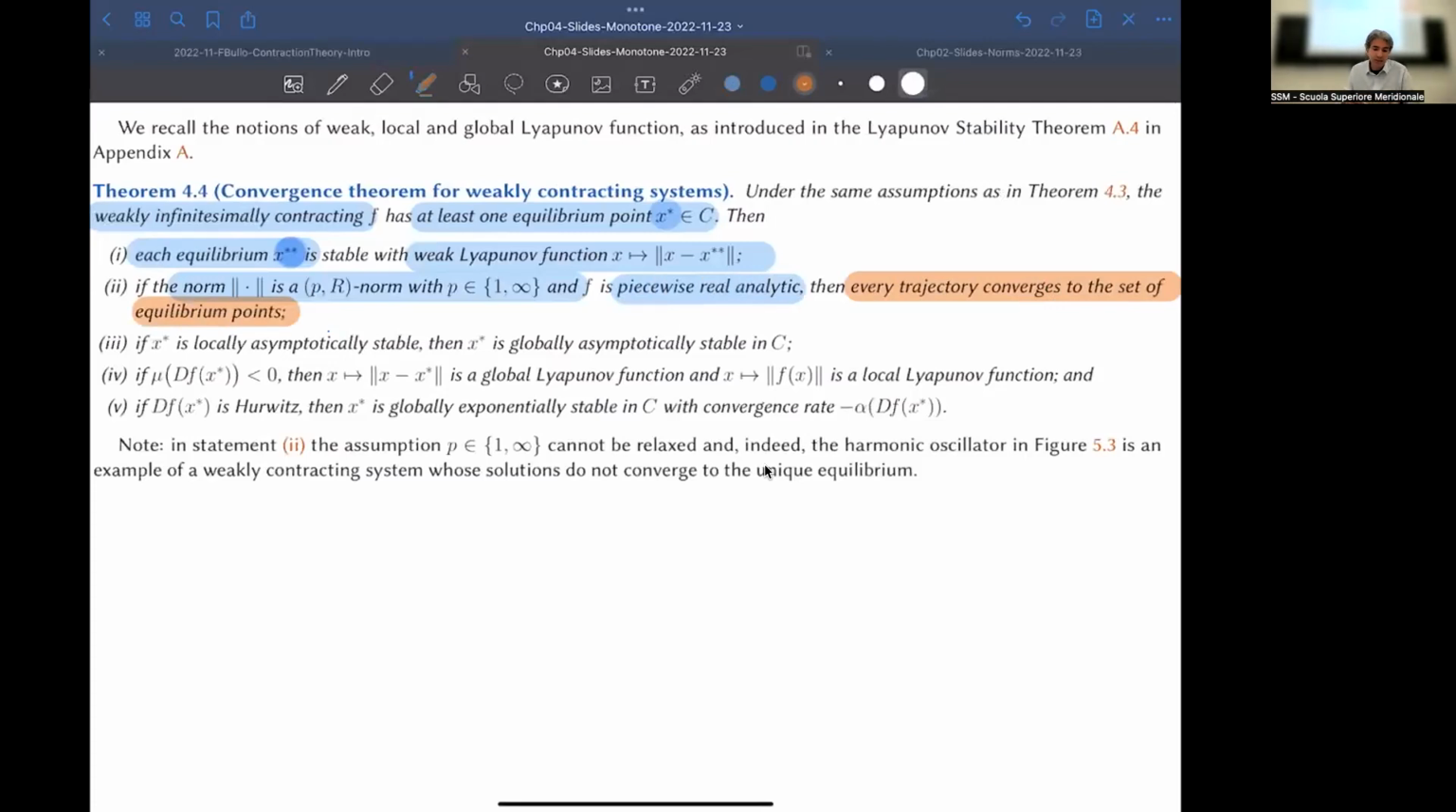And this applies directly to the Laplacian flow, x dot equal to minus Lx. This was the infinity norm. The infinity norm is polyhedral. The vector field is analytic. So my condition 2 in the theorem implies convergence.